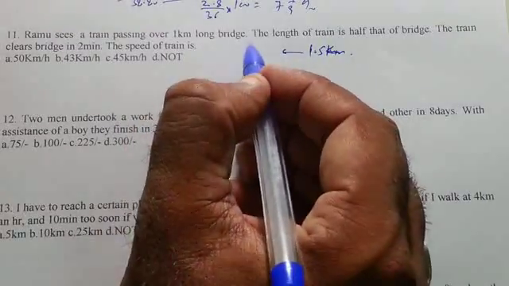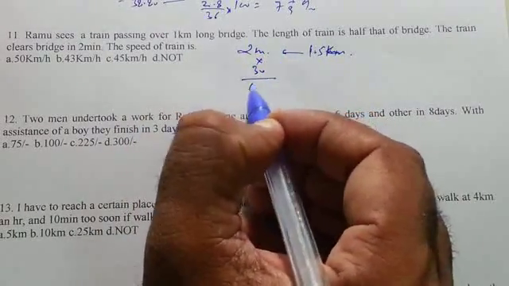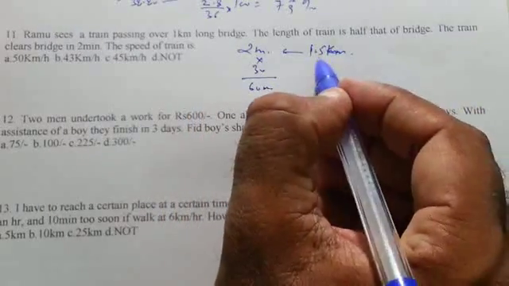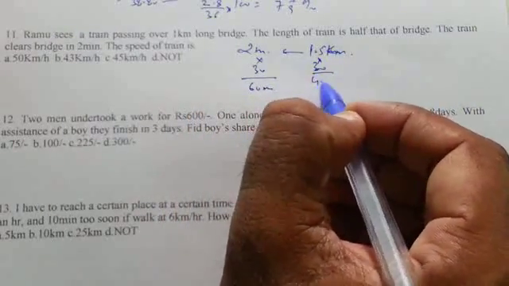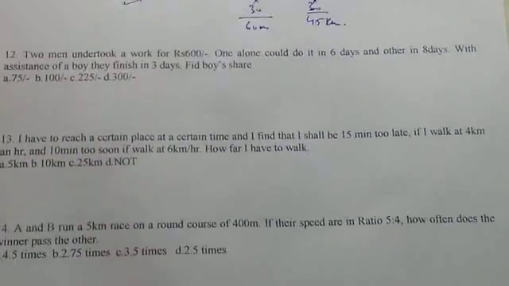1.5 kilometers in 2 minutes. We have to find its speed. So 2 into 30 makes it 1 hour, that is 60 minutes. And this 1.5 into 30 will become 45. So it will be 45 kilometers per hour. This is the answer. Next.